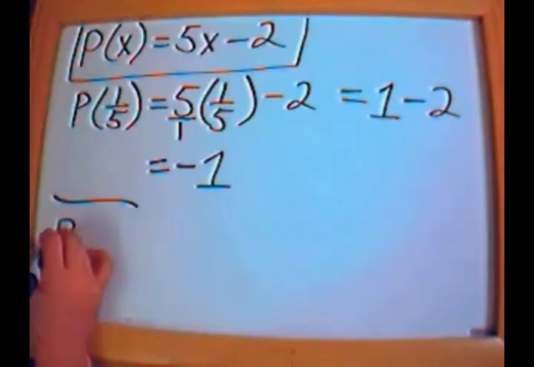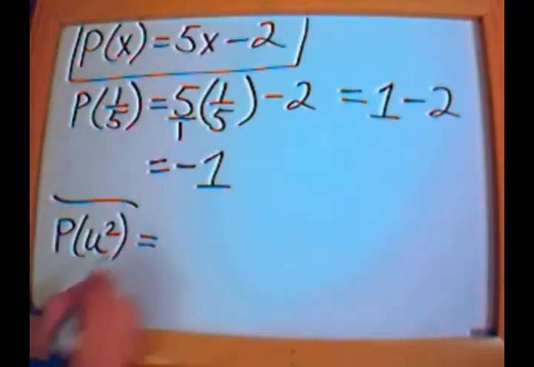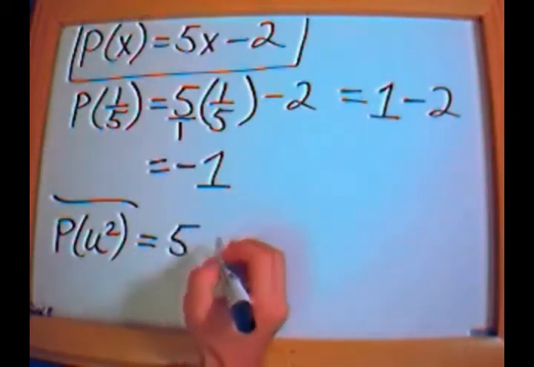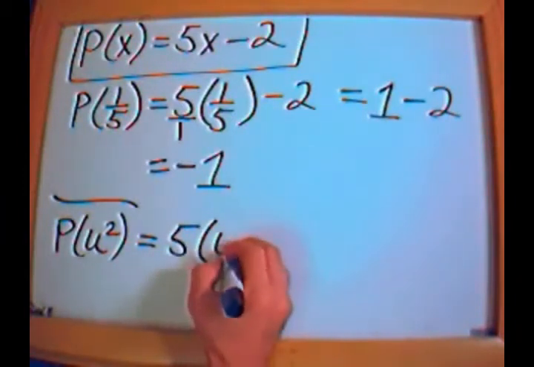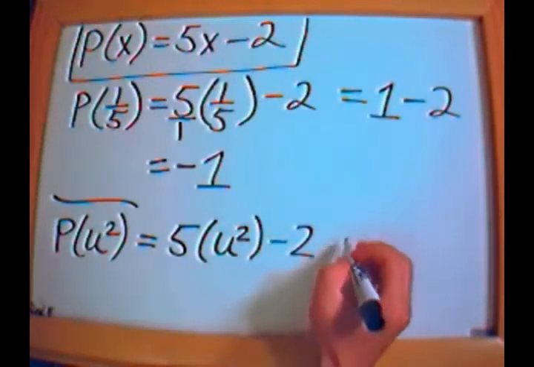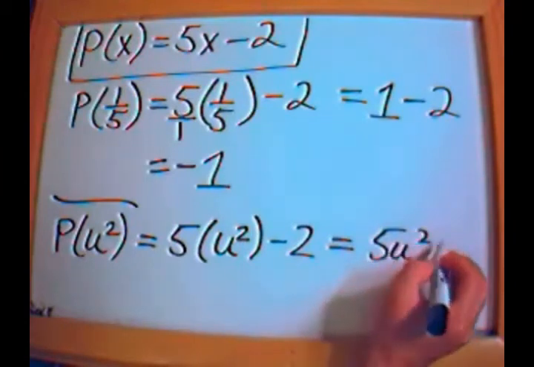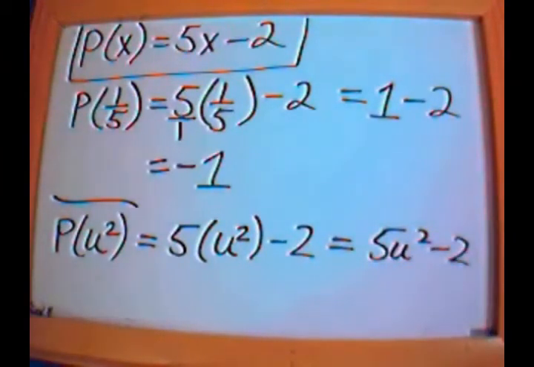What if I have p of u squared? So everywhere I have an x, I'm going to put a u squared. That's going to give me 5 times u squared minus 2. And there's nothing much more I can do with that. It's just going to be 5u squared minus 2.